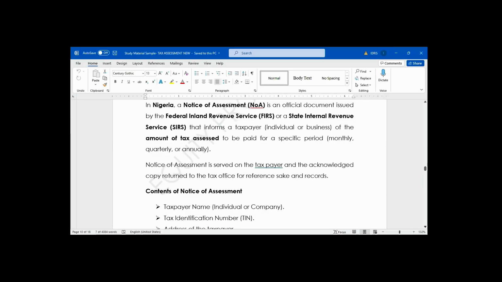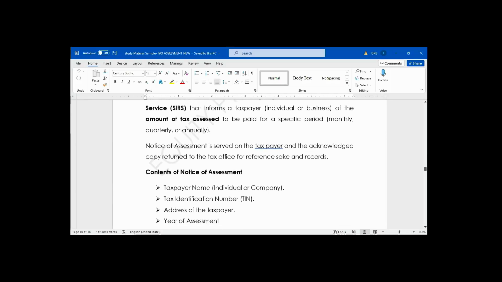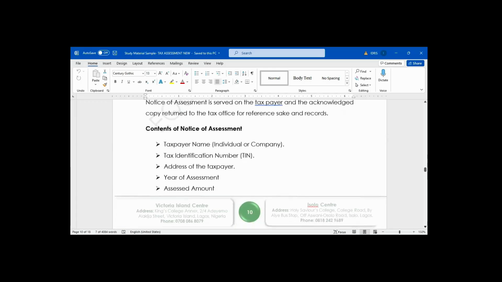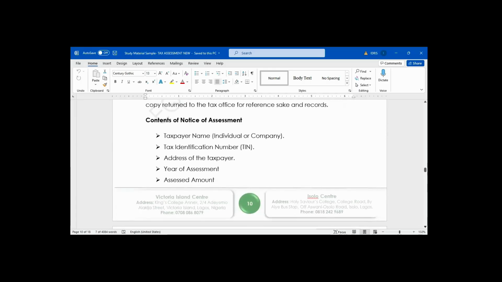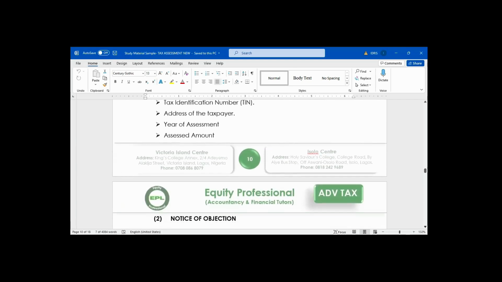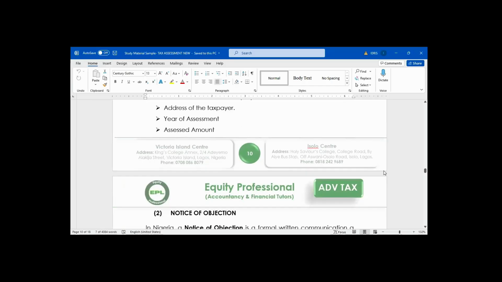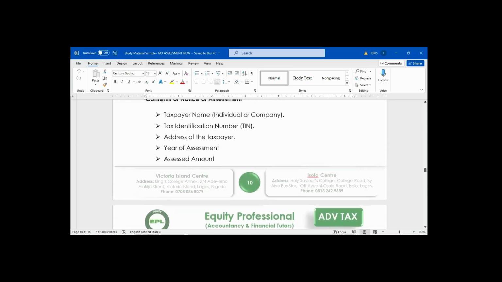Taxpayer identification number. The address of the taxpayer is another content of notice of assessment. The assessed amount, the amount assessed to tax. These are the content of notice of assessment. The year of assessment, the year that the notice of assessment covers. All these are the content of notice of assessment.